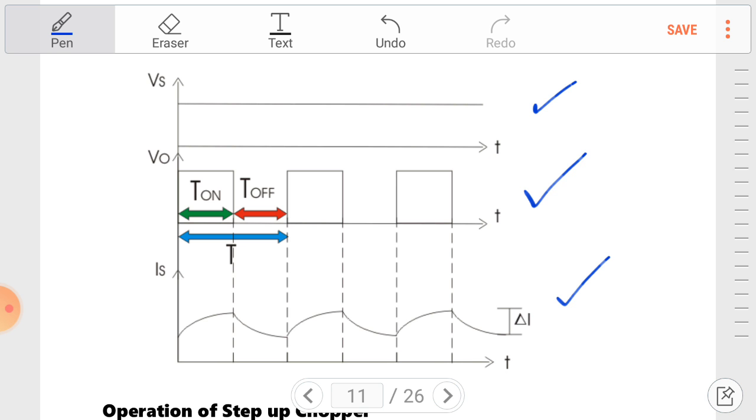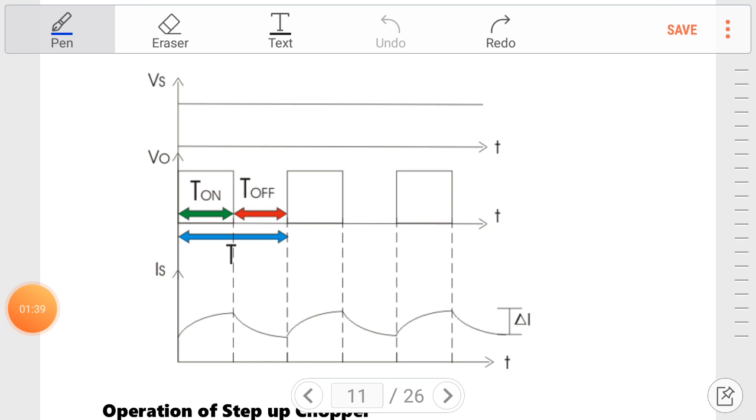In the step down chopper we saw that the inductance was connected at the load side, so the current due to the inductance was rising and decaying in the on and off periods respectively. So in the step up chopper, the source current follows the same phenomenon as the load current in the step down chopper, because here the inductance is connected on the source side.